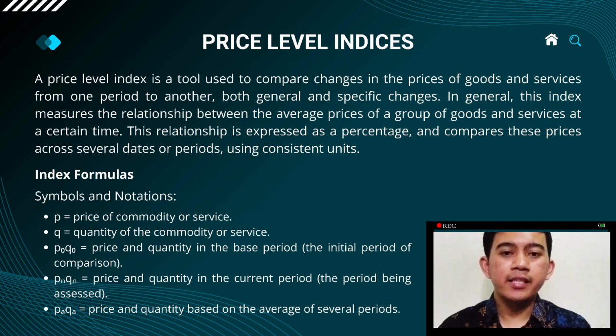over time. In simple terms, the price level index can be interpreted as a comparison of the average price of goods and services in a certain period compared to other periods using the same standard of measurement. This index is important because it provides an overview of economic conditions, especially in measuring inflation, deflation, and price stability of goods and services in the market.